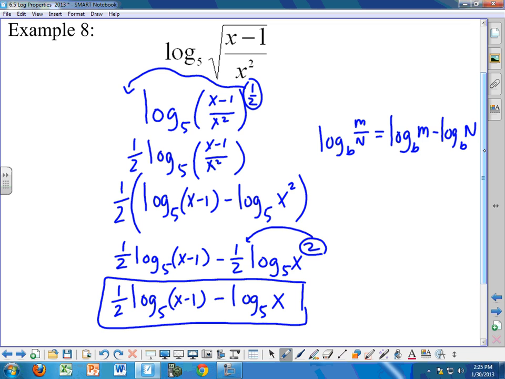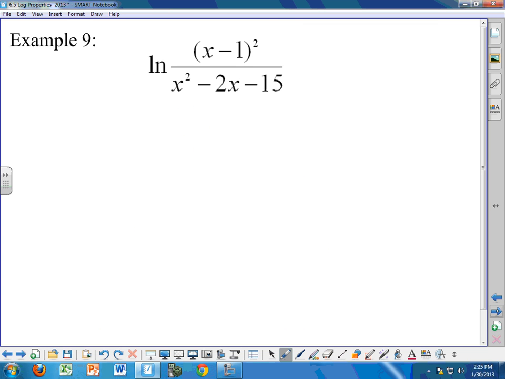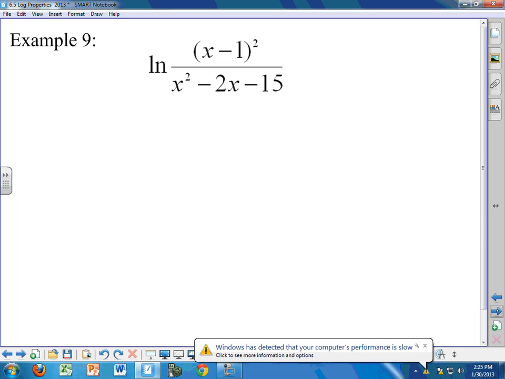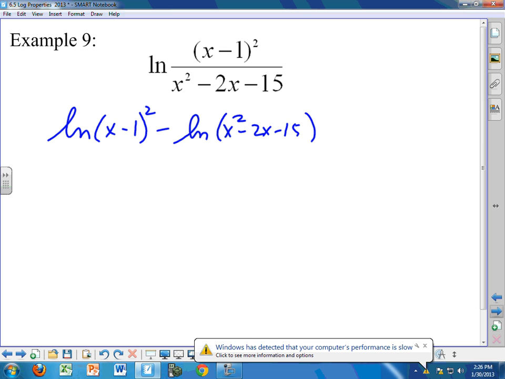All right, and the final example is very similar to that one, except this time it's in base e, or the natural log. And of course, we've got a lot of stuff to handle here. The first thing I suppose I would do is break that apart rather than factoring things down right away. But I can factor them down eventually. So in the first step, I'm going to break it apart as the natural log of x minus 1 squared minus the natural log of x squared minus 2x minus 15.